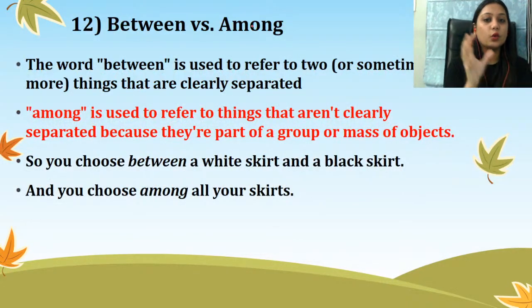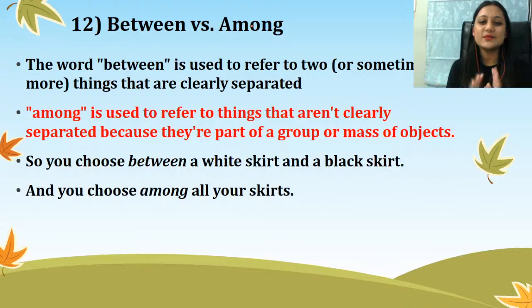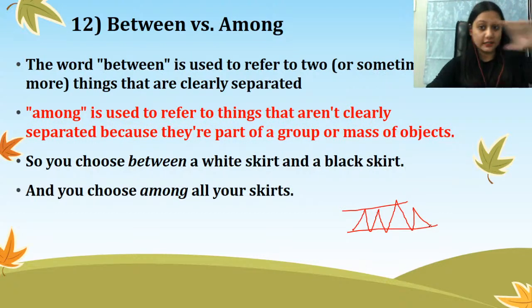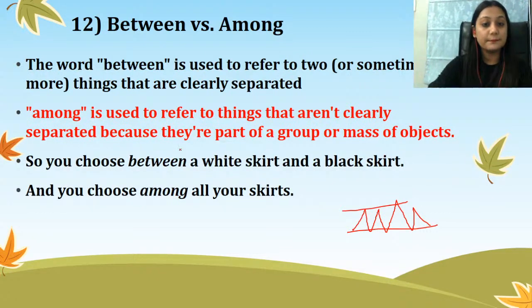Next is between versus among. That is very easy, let me tell you. But again, we make mistakes unintentionally. That is why they are called mistakes, right? The word "between" is used to refer to two, or sometimes more, when things are clearly separated. For example, let's say between these two parallel lines. So I'm talking about between these two parallel lines, right? Between. "Among" is used to refer to things that aren't clearly separated because they are part of a group or mass of objects.